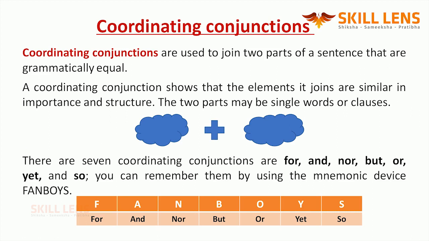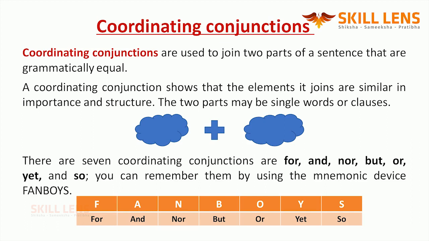Coordinating conjunctions are words that we use to join 2 parts of a sentence that are grammatically equal. Let's look at the 2 clouds picture here. They are the 2 parts of the sentence. They need to be equal, grammatically equal. They need to be similar in importance as well as structure. These could be single words, or they could be clauses also.